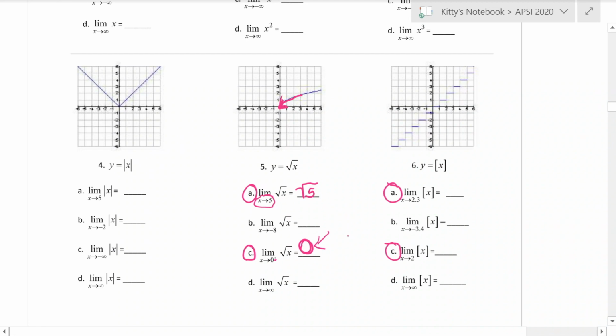This next little guy is a little weird. He is also lovingly known as the step function. That's his nickname, but he's really called the greatest integer function.